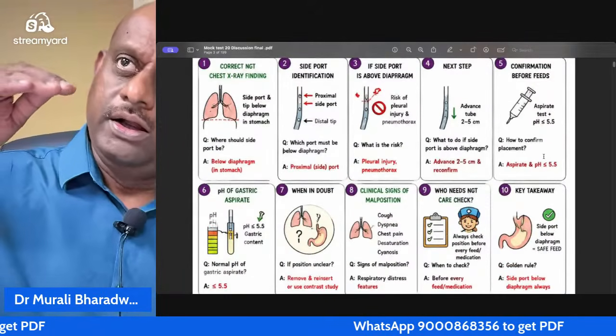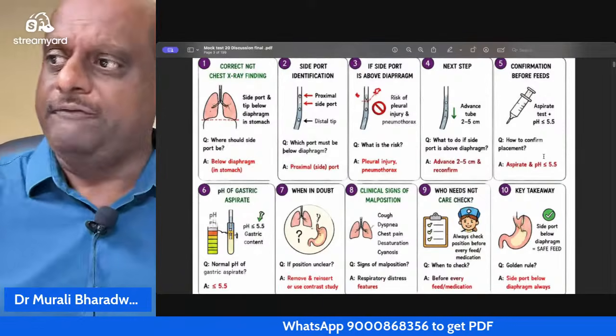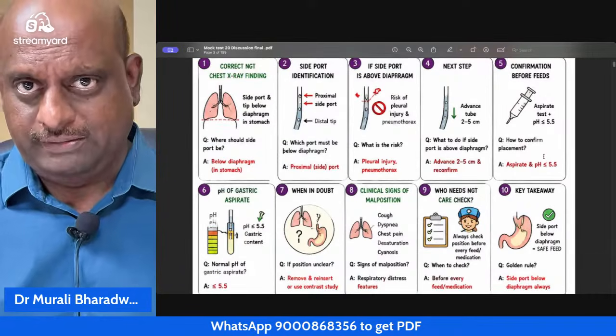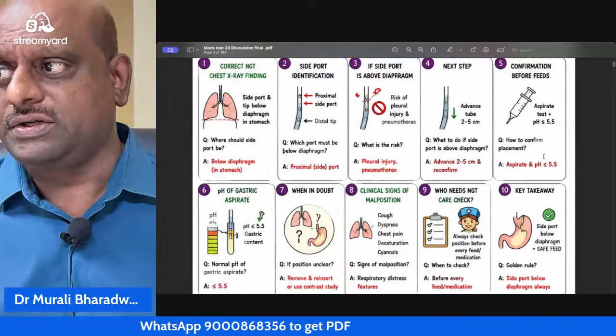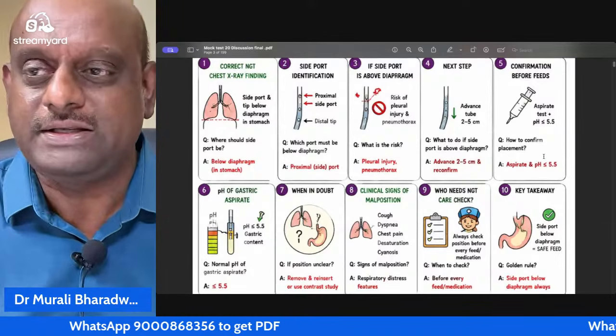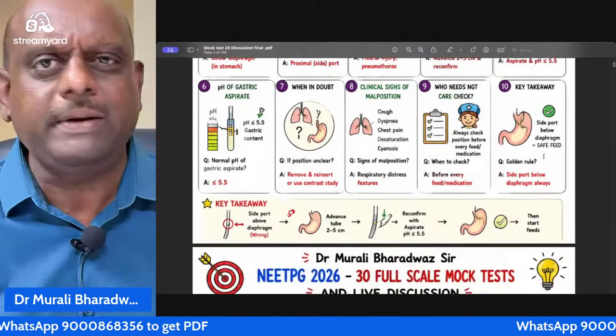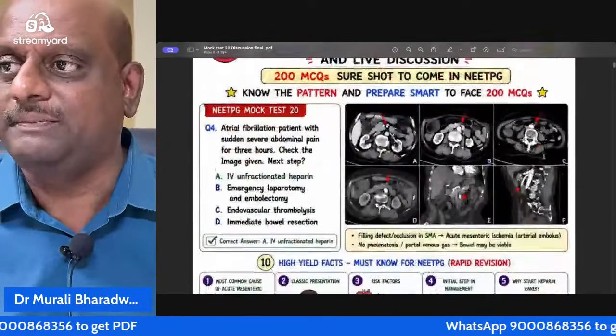If the port is above the diaphragm, there is a risk of pleural injury. Pneumothorax is what we need to remember. So that is the fundamental thing in this particular question.